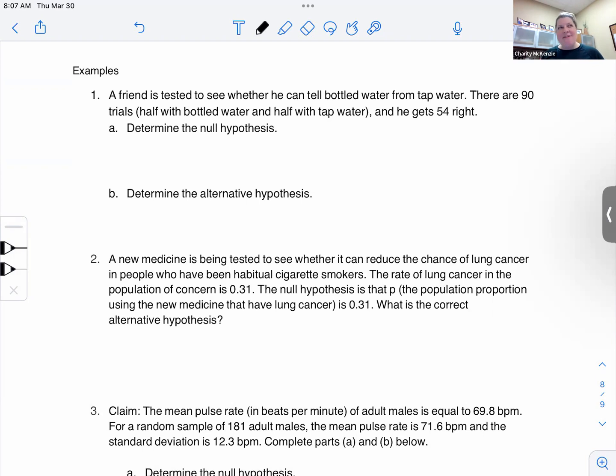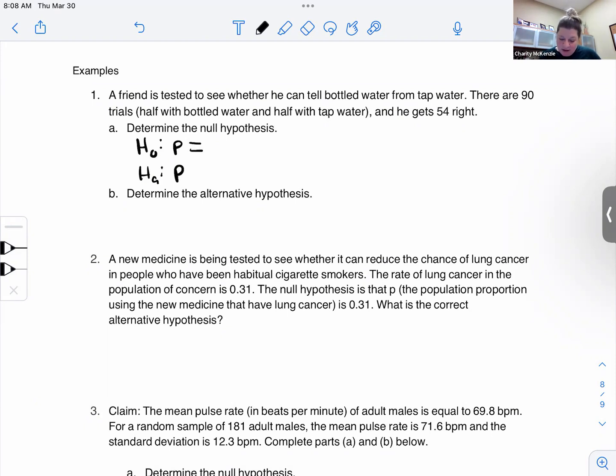So see how it says he got 54 out of 90? Is that a mean or is that a proportion? It's a proportion because I got so many out of so many, or if I have a percent, that's a proportion. So when I go to set up this, I know I want this and this. I know I want a P because it's a proportion. That's important. You'll get it wrong if you don't put P. And then this is always equal.